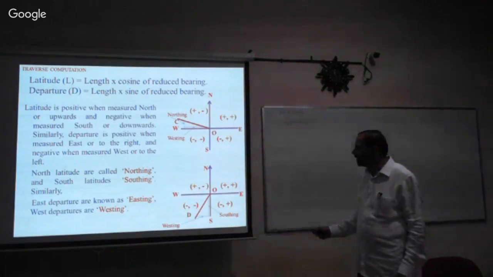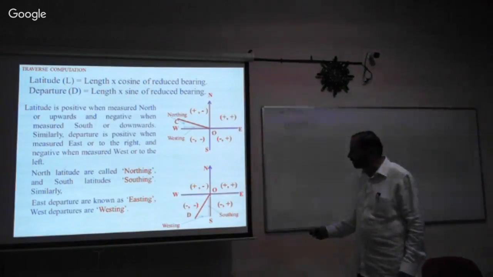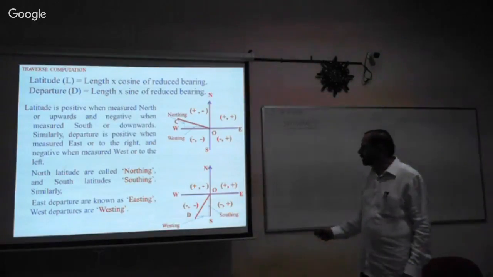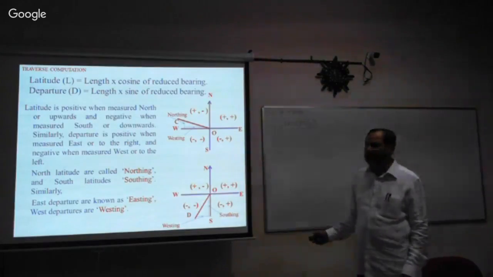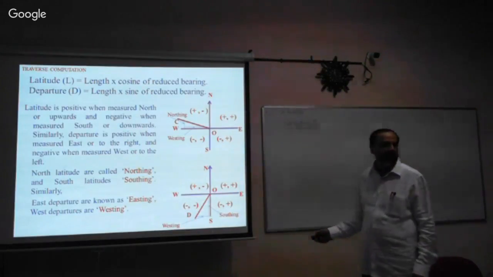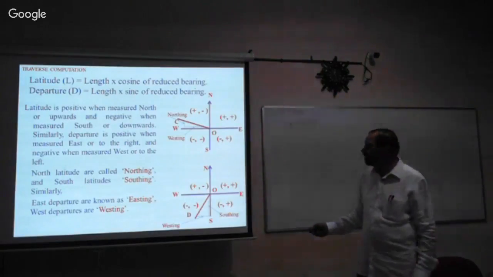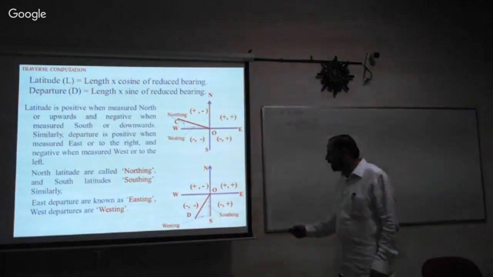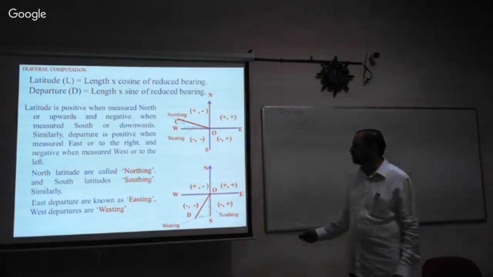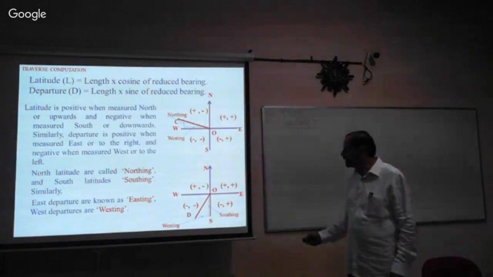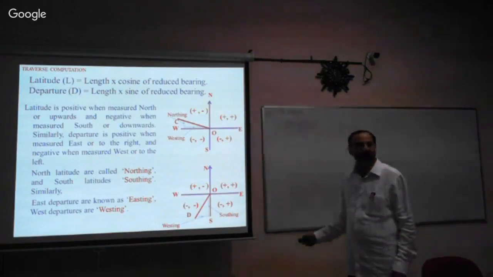When you consider this survey line running from O to D, the latitude of the survey line OD is measured downward, isn't it? Southward. Therefore, that becomes southing, and this becomes negative. Southing is negative. And similarly, now this is the departure of survey line OD, isn't it?